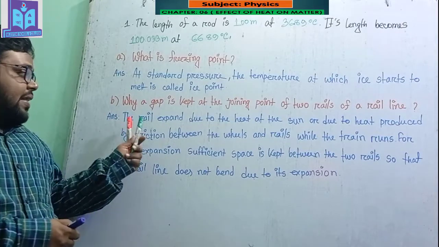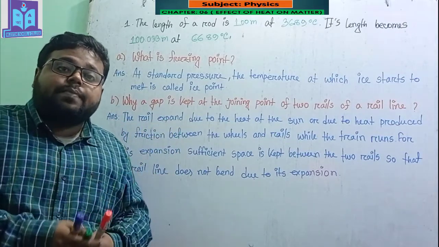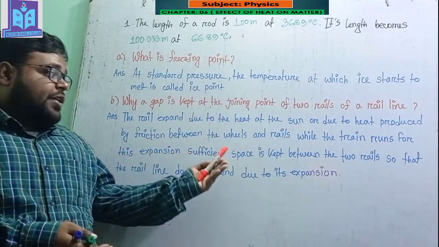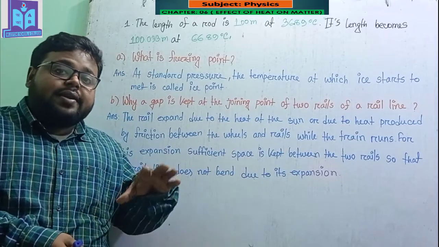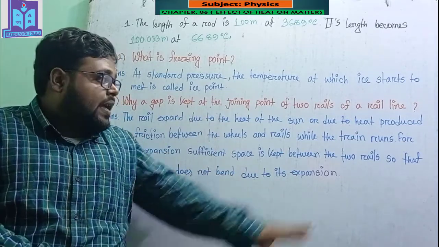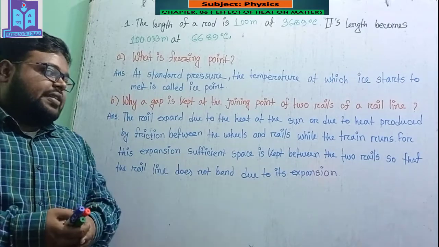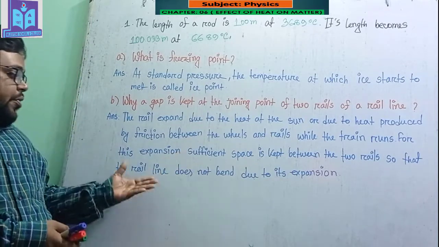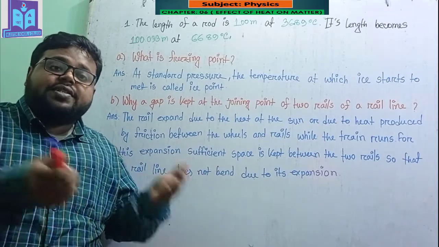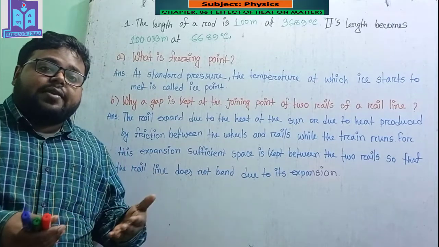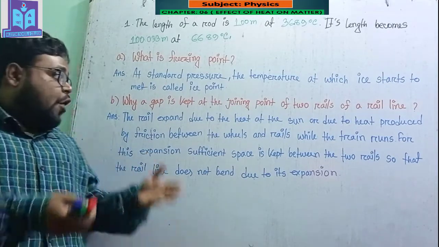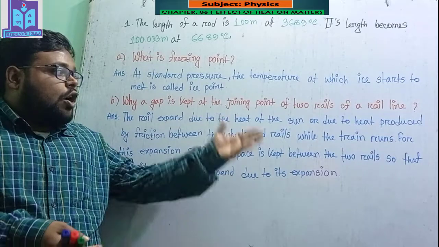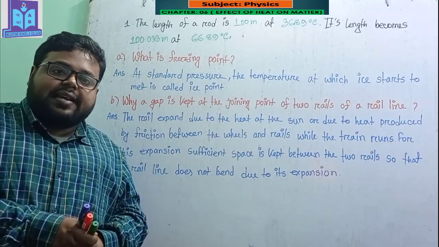Here you can see that the rail expands due to the heat of sun or due to the heat produced by the friction between wheels and rails when the train runs. For this expansion, sufficient space is kept between the two rails so that the rail line does not bend due to its expansion, and we can prevent the accident. And for this reason, a gap is kept at the joining point of two rails of a rail line. I hope you understand.